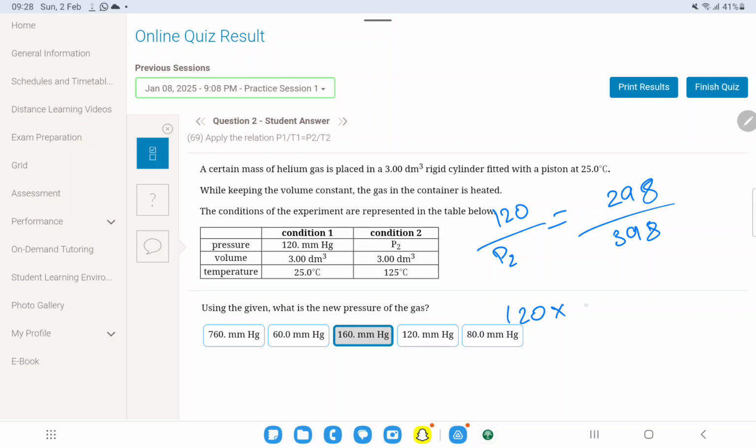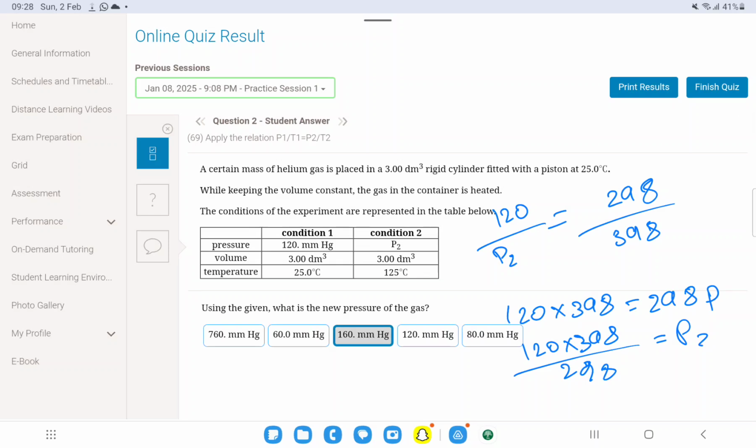120 times 398 equals 298 P2. So 120 times 398 over 298 equals P2. You can put it in your calculator. 120 times 398 over 298, you get 160 and a lot of decimals, 0.2, so you can round it up to 160 equals P2.